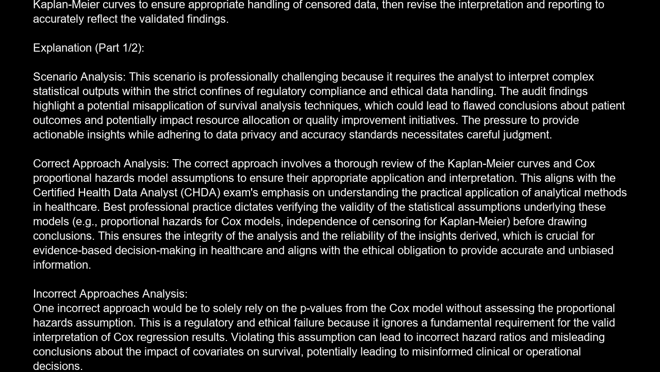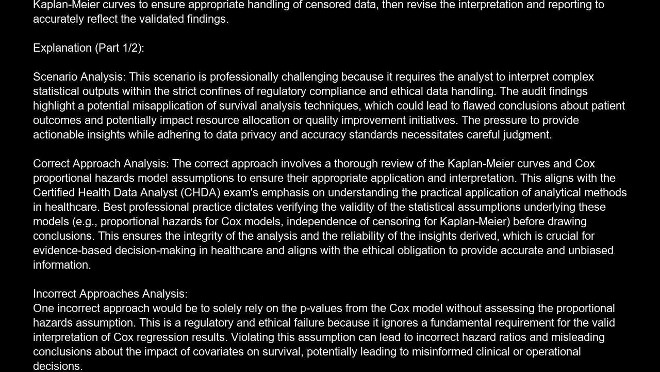Correct approach analysis. The correct approach involves a thorough review of the Kaplan-Meier curves and Cox proportional hazards model assumptions to ensure their appropriate application and interpretation. This aligns with the Certified Health Data Analyst (CHDA) exam's emphasis on understanding the practical application of analytical methods in healthcare. Best professional practice dictates verifying the validity of the statistical assumptions underlying these models, e.g., proportional hazards for Cox models, independence of censoring for Kaplan-Meier, before drawing conclusions.